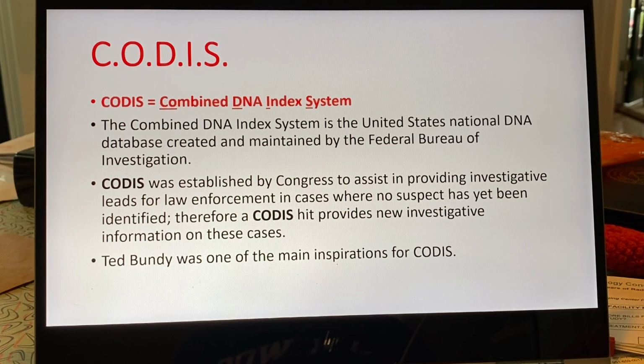But one of the great things about DNA is it allows those cases to hit to each other. So basically, law enforcement now knows that it's the same person committing these offenses. Now, they may not be able to put a name on that person yet, but it's really helpful to know that all of these cases are connected. So now we can pool our resources, agencies can start working together. So they're providing investigative leads.